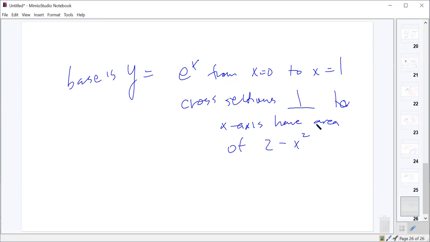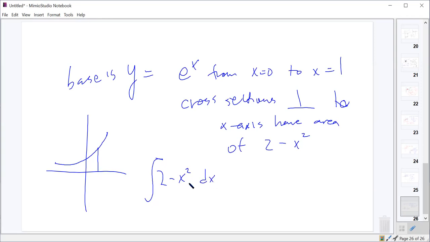And so all you'd have to do is say, well, here's my function y equals e to the x from 0 to 1. That's the base of the region. And then we would say that the area of each cross section is just 2 minus x squared. So all we have to integrate is 2 minus x squared dx, and since we're doing x values here, we'll just go from 0 to 1.